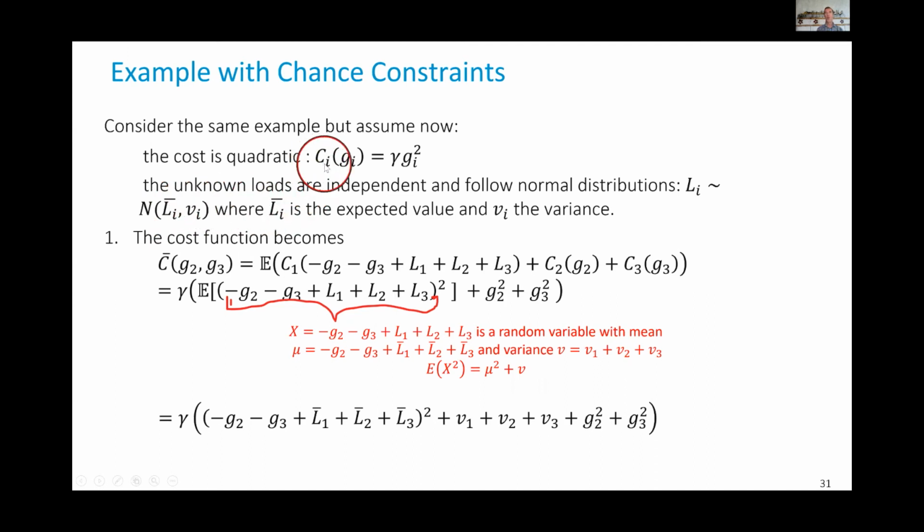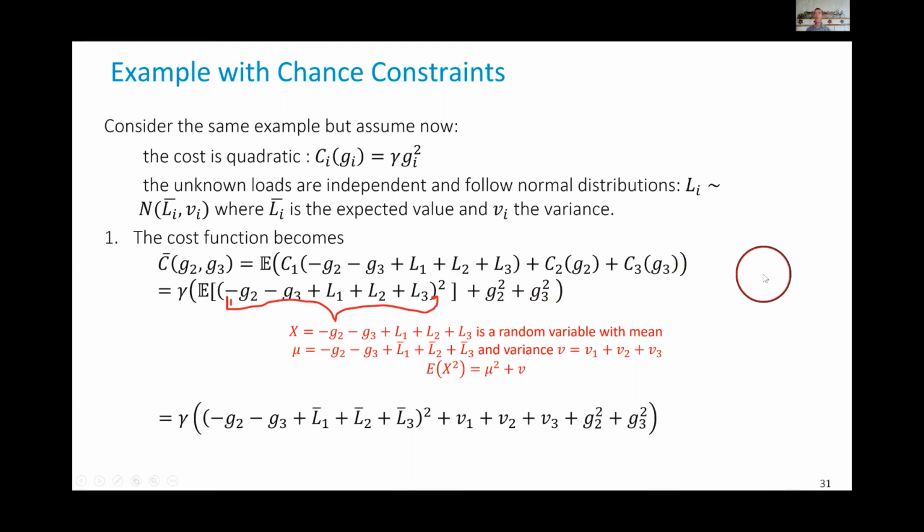We need to compute the expectation of the cost here. So the cost is given here. It's the cost of G2, G3. Remember, C2 of G2 means simply C2 multiplied by gamma G2 to the square here. The tricky part is the cost of G1. Now G1, by our DC approximation, is the sum of the loads minus G2, G3. And I have to take the expectation of that.